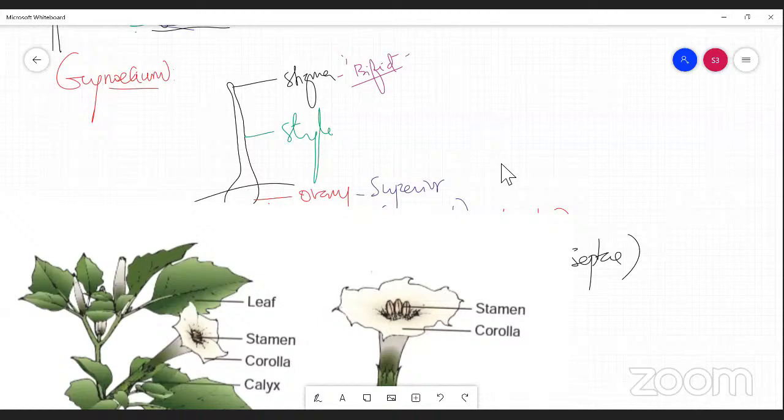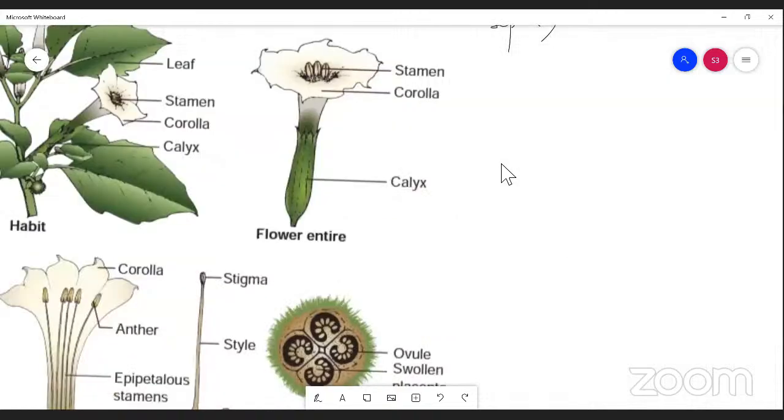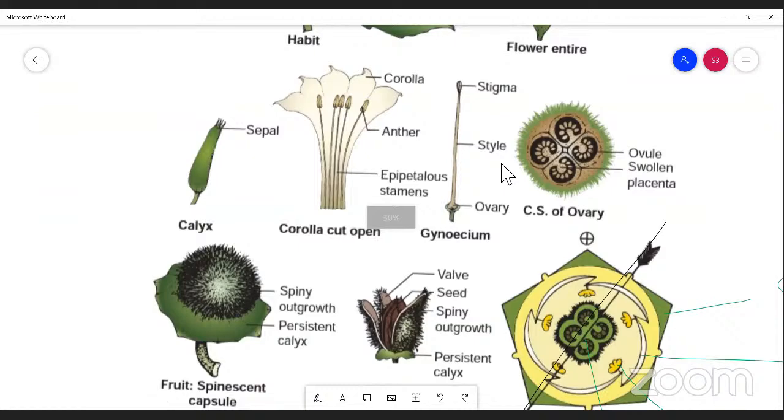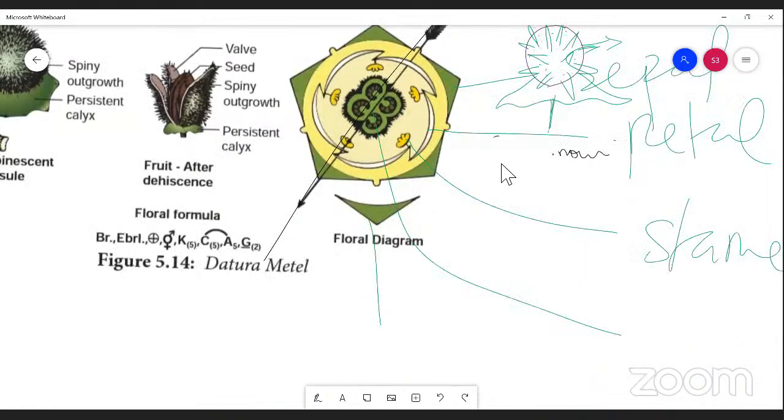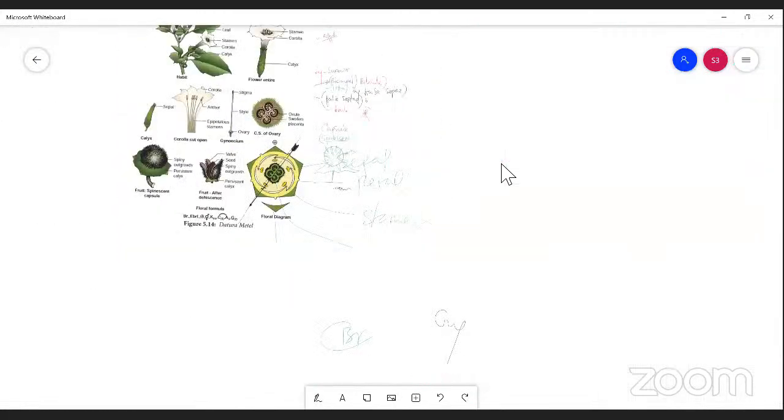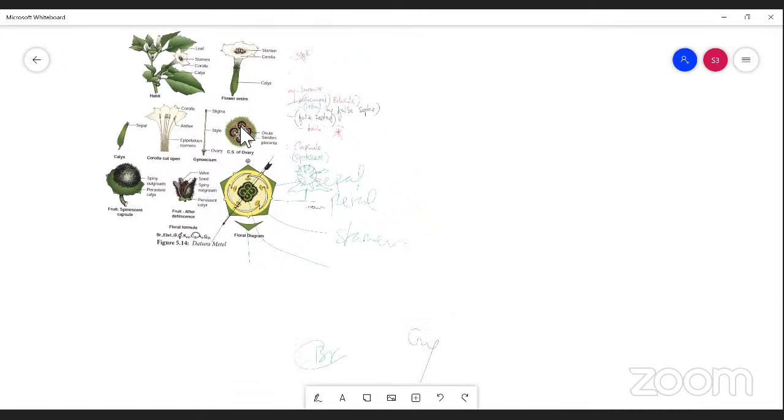The floral diagram is the only thing left for you, right? If you have any doubt regarding the floral diagram, may I draw it for you? Okay students, do you have a doubt on the diagram? No, sir. It is very simple, very easy to draw.